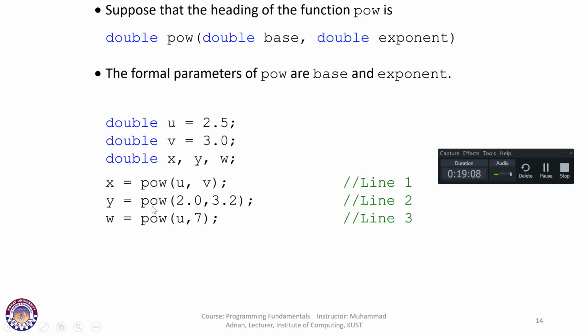Similarly, if you write y = power(2.0, 3.2), you are passing the value 2.0 to base and the value 3.2 to the exponent. Similarly, when you write w = power(u, 7), you are passing the value of u to the base, or copying this value to the base variable, whereas 7 goes into exponent. So these are the arguments: u, v, 2.0, 3.2, u and 7, whereas base and exponent are the parameters. So remember, these are the arguments and these are the parameters. Arguments are passed, whereas a parameter catches the argument value.